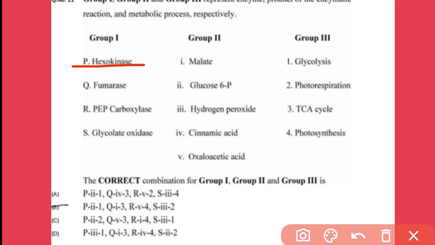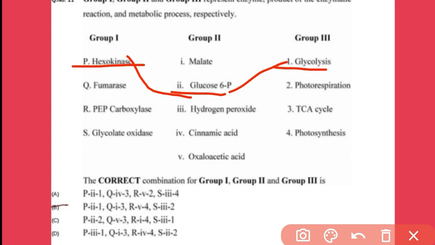So hexokinase is an enzyme in the first step of glycolysis, acting on glucose and forming glucose 6 phosphate. Glucose gets phosphorylated through the activity of hexokinase. ATP is hydrolyzed to ADP and inorganic phosphate. This phosphate is accepted by glucose and forms glucose 6 phosphate. So this is a reaction of glycolysis.